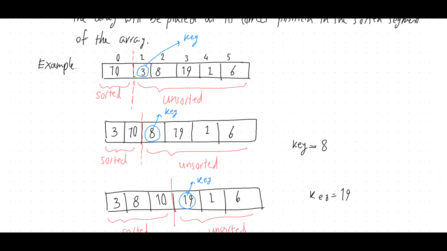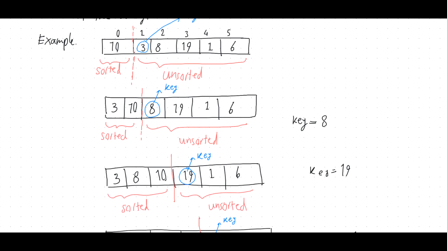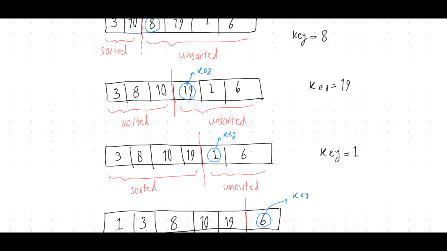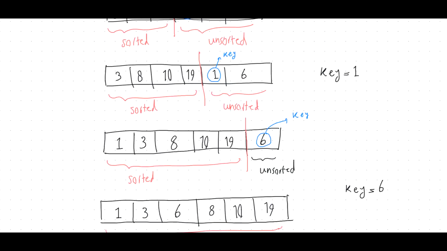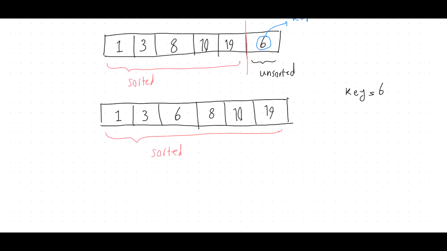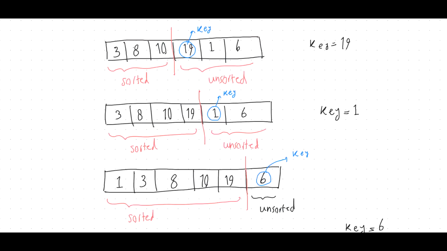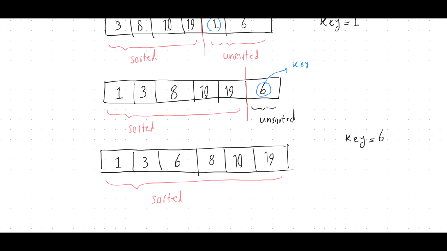So here we only move 10 to the right and then write 8 in between, right? Now for the next one, we don't need to move anything because 19 is greater than everything. For the next one, 1, we have to move 19 to the right, 10 to the right, 8 to the right, 3 to the right, so that the first position is now empty for 1 to be inserted, and so on and so forth. So there you have it. That's called insertion sort.